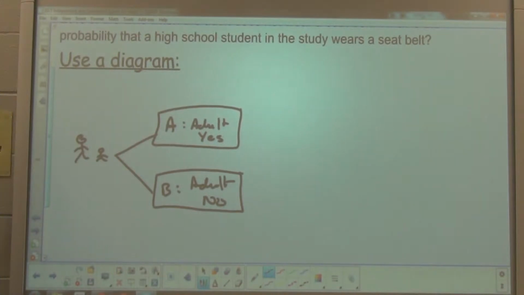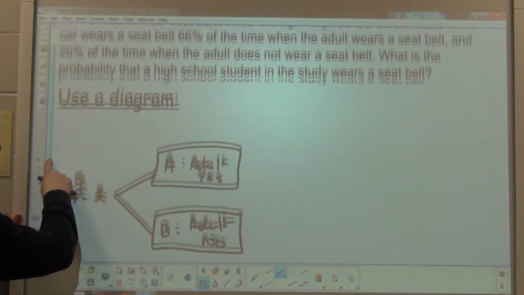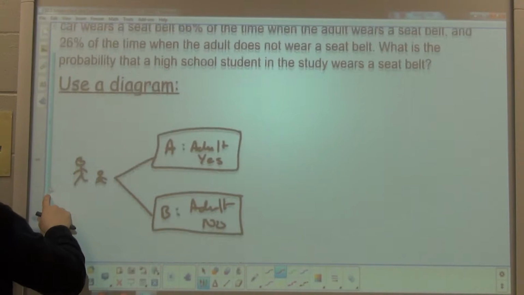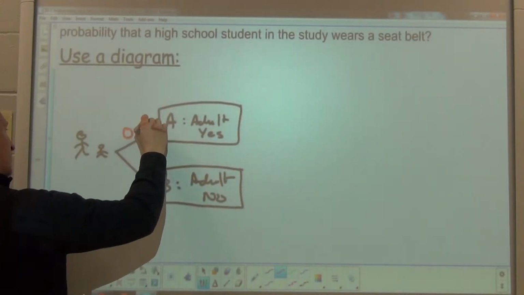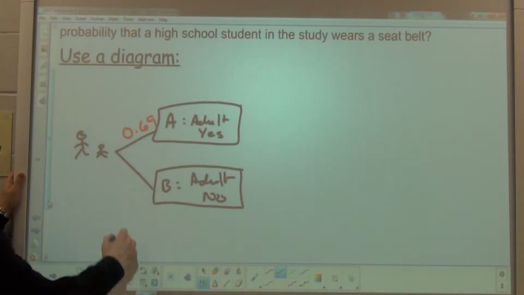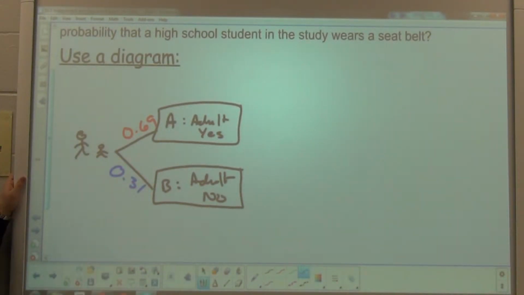Now, along the lines that go with this diagram, I'm going to put in the different percentages. I was told in my problem that 69% of adults wear seatbelts. So I'm going to put a 0.69 on the branch here to represent the 69%, which means I can also put 0.31 or 31% don't.